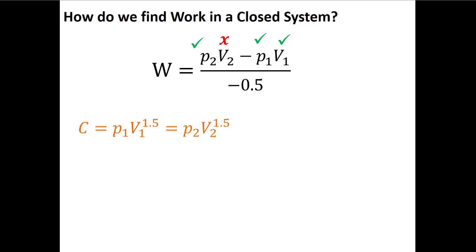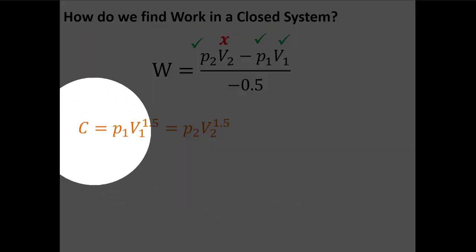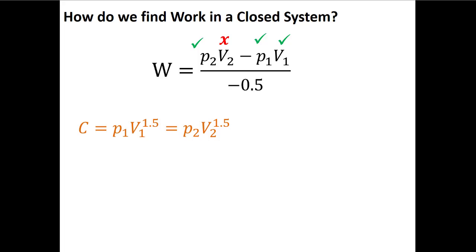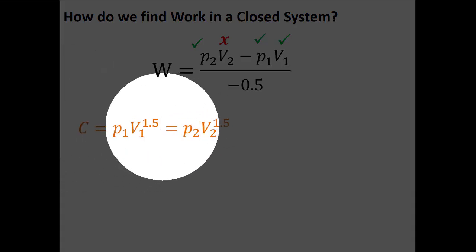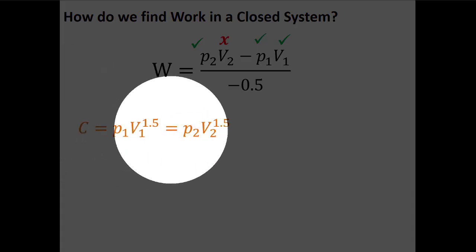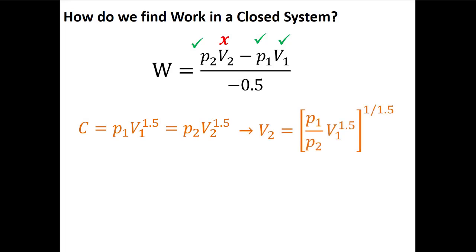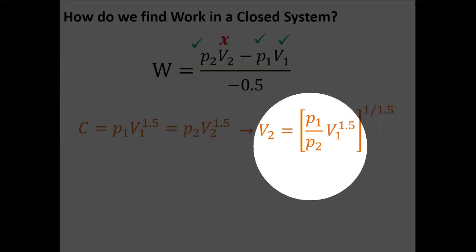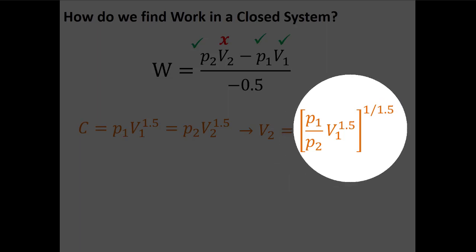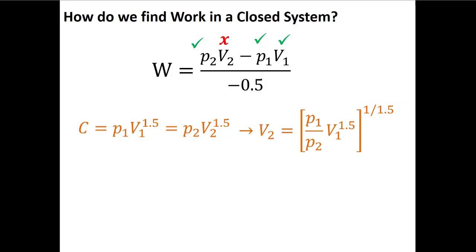So I can use, again, the fact that P1V1 to the 1.5 is equal to a constant, which is also equal to P2V2 to the 1.5. I don't know what the numerical value of C is, but I also don't really care because what I'm actually trying to find here is V2. So because both of these two terms are equal, I can equate them without ever finding C. And then I can write an expression for V2. So here I can isolate V2 and see that it's P1 divided by P2 multiplied by V1 to the 1.5, all to the power of 1 over 1.5.